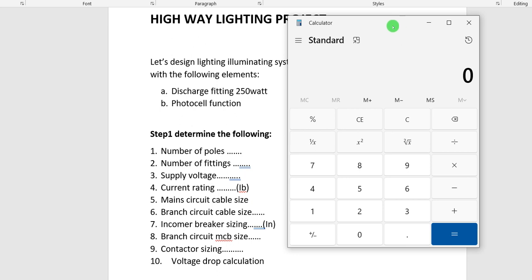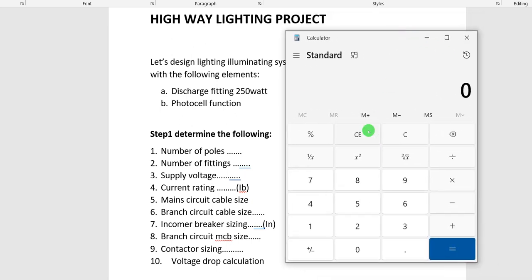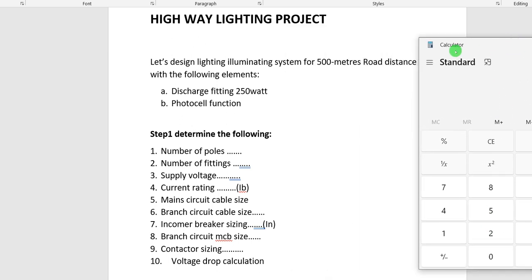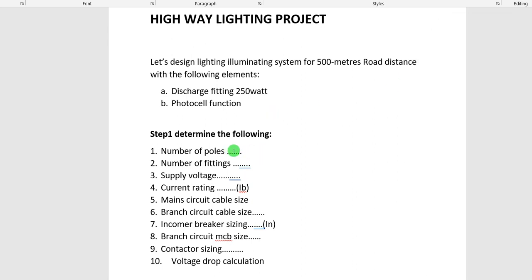Okay, now we have 500 meters. We want to know the number of poles to be used. So if we're going to use a 25-meter distance for each pole, we're going to divide by 25. So we have 20 poles. Like I said, let's use 25. So we're going to put 20 poles here. We need 20 poles within the coverage of 500 meters.